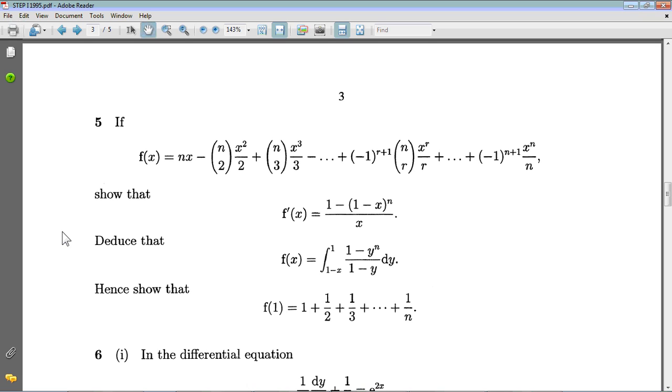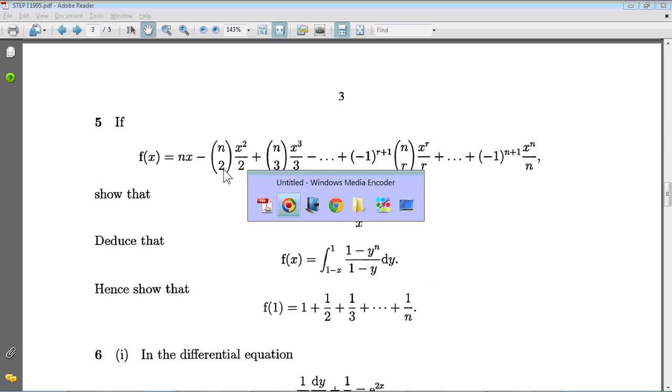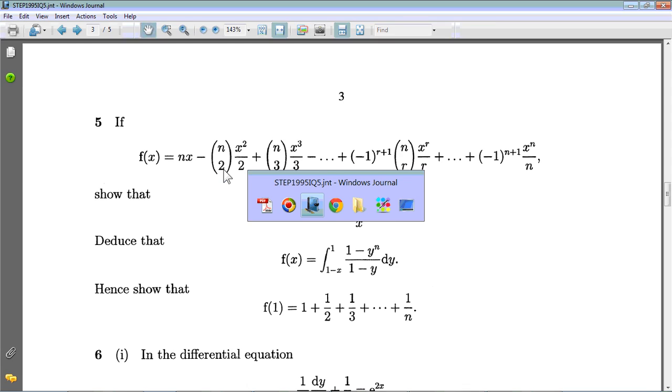I will now, from now on, be talking about the answer. Okay, so the first part of the question gives a formula for a function f, which uses the notation here with brackets n, 2, meaning n choose 2, which can be written as n factorial over 2 factorial times n minus 2 factorial. Let me just maybe bring that up.